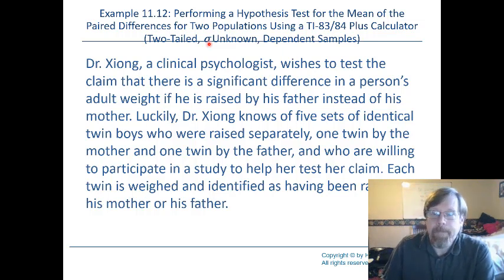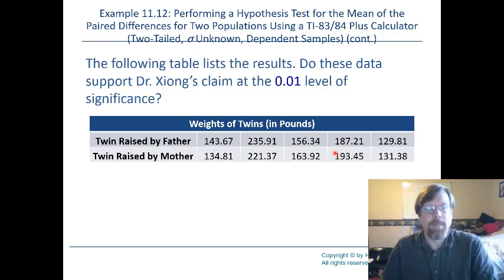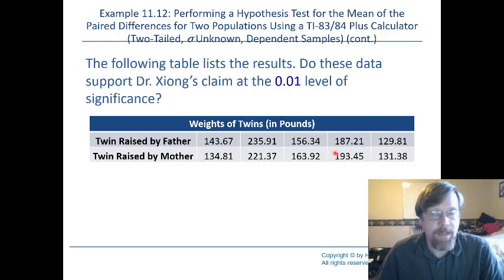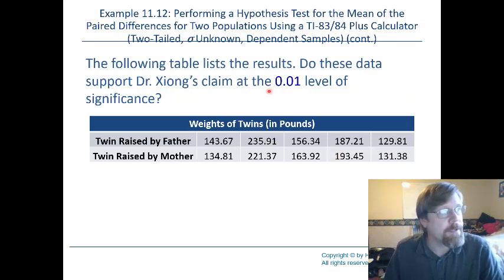Well, that seems like a rather far-fetched situation that there'd be 5 sets of identical twins separated and raised like that, but yeah, okay. So here's our data. We've got the twin raised by the father and the twin raised by the mother, 5 sets. We want to know if this supports the claim that the twin raised by the father will be... All right, we're just after a significant difference. We're not after lighter or heavier, just different. We're after the 0.01 level of significance.